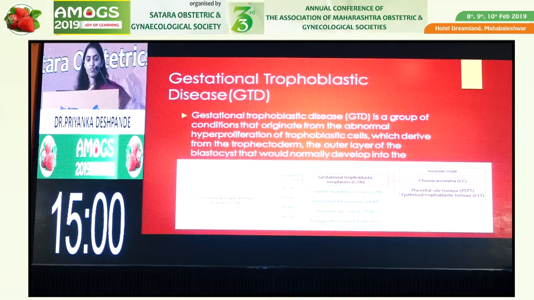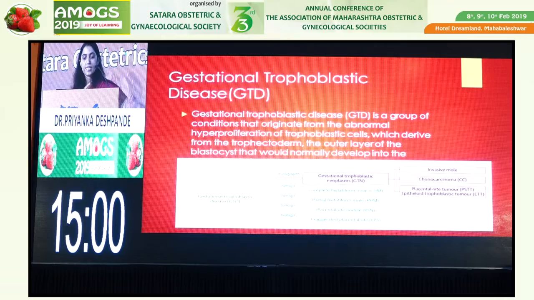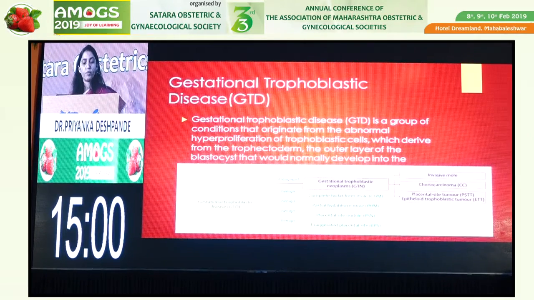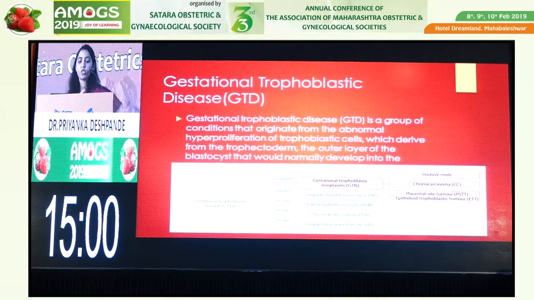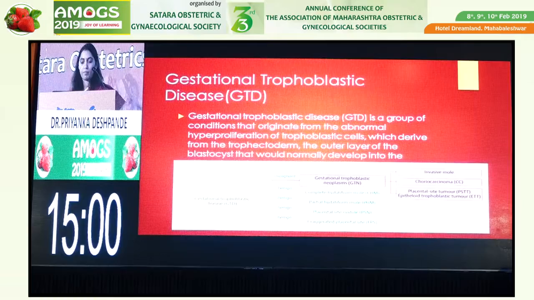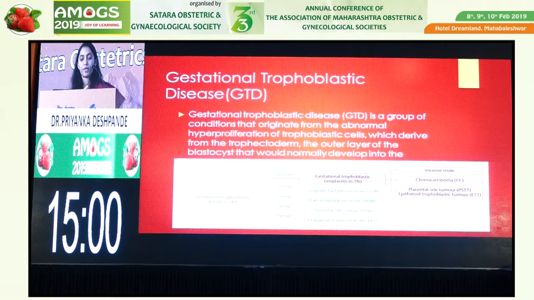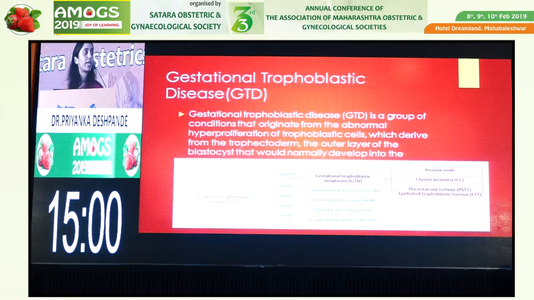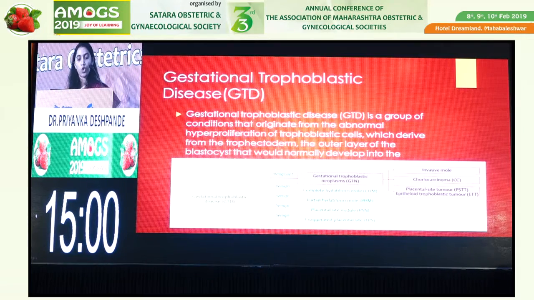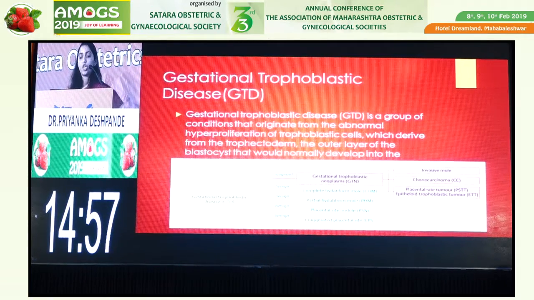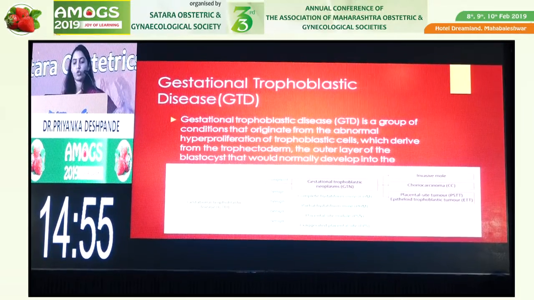So basically, as all of us know, gestational trophoblastic diseases are a group of conditions that originate from abnormal hyperproliferation of the trophoblastic cells, which derive from the trophectoderm, the outer layer of the blastocyst, which would normally develop into a normal fetus. So gestational trophoblastic diseases can be either benign or malignant, benign being a partial or a complete mole, which we are all familiar with, and a malignant condition would be either an invasive mole, a choriocarcinoma or placental site trophoblastic tumor, or an epithelioid trophoblastic tumor.